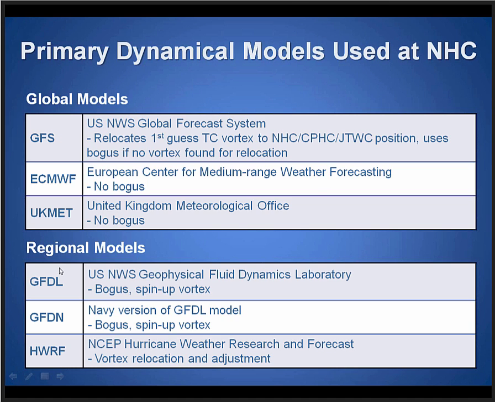We also have regional dynamical models that are quite helpful. The GFDL model, and I'll go into detail about each of these. GFDN, which is based off the Navy's NOGAPS model for boundary conditions, and then the Hurricane WRF model. So I'll go into a little more detail about all of these. There is another one that we're taking a look at a little more this year. It's the Navy COAMPS model. It's a coupled model as well.